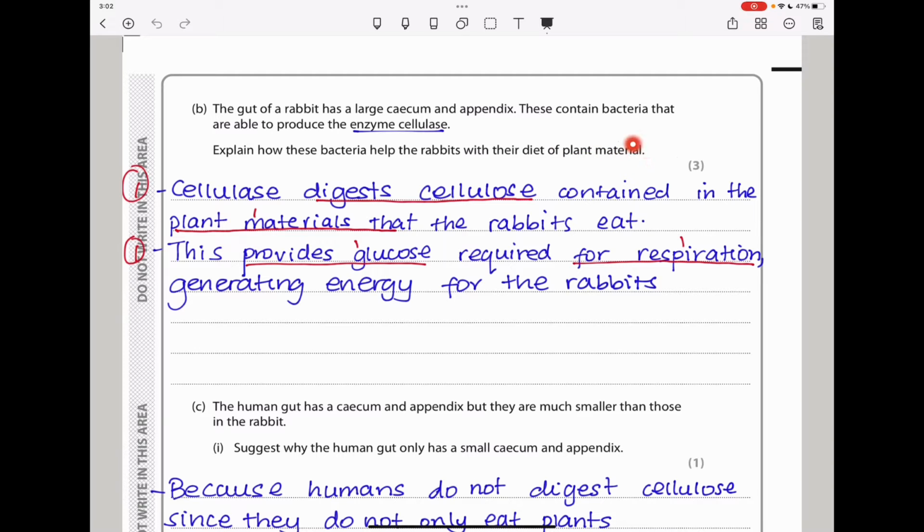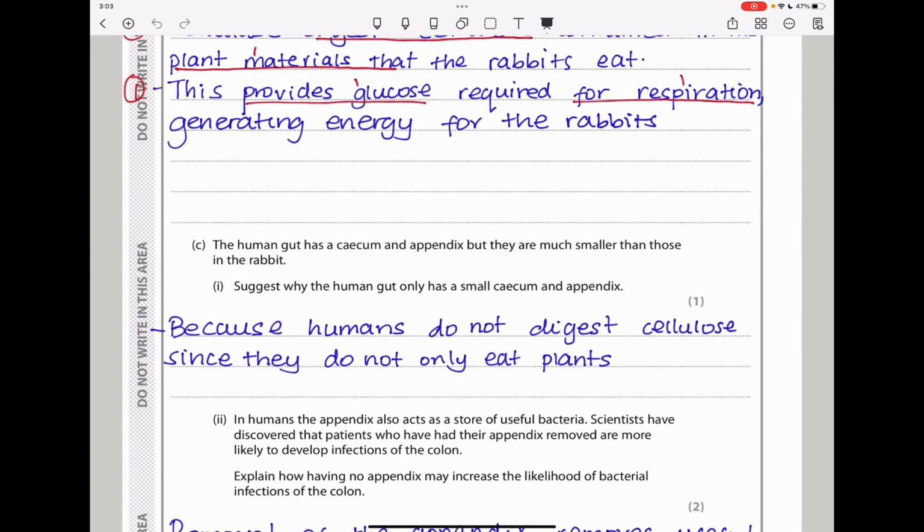So you remember plant material has cells that have the cell wall, and this is an enzyme, cellulase. It should be helpful in breaking down the cellulose into smaller molecules that can be used for respiration. So here I say cellulase digests cellulose contained in the plant material that the rabbits eat, and this provides glucose required for aerobic respiration, generating energy for the rabbits.